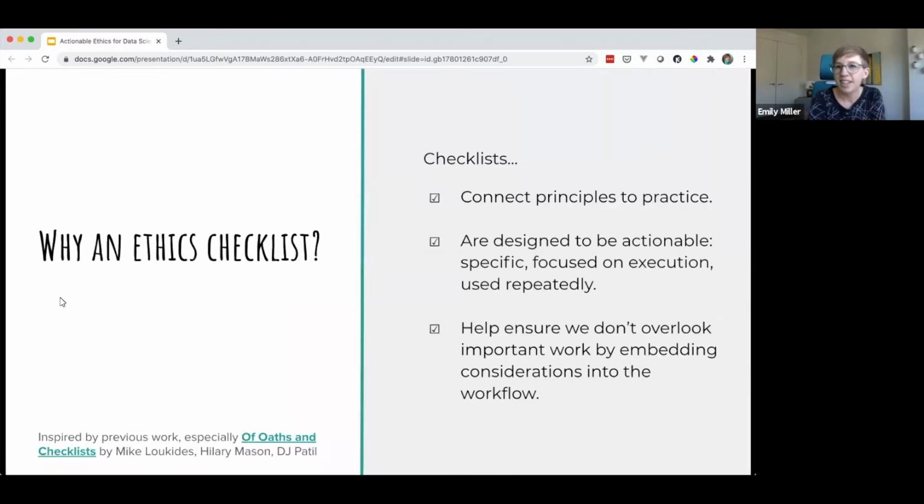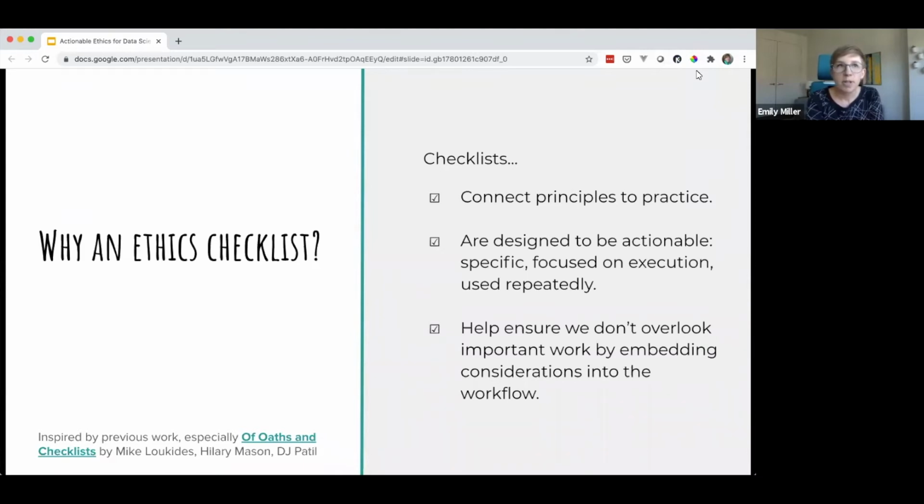So first, it's a checklist. Why did we make this a checklist? I want to call out that we were heavily inspired by previous work, in particular of oaths and checklists written by Mike Lukides, Hilary Mason, and DJ Patil. They've done a lot of great thinking on why checklists are important. To summarize some parts of that, the first is that checklists help connect principles to practice. Essentially, they help us translate these big picture ideas into everyday tasks.